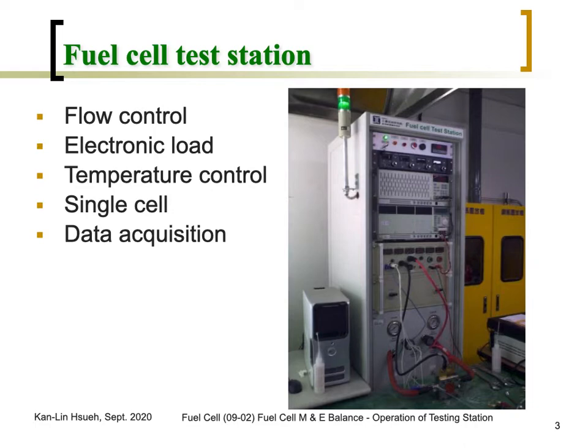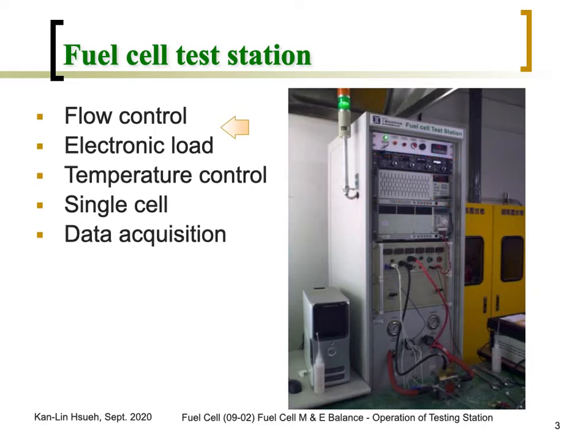The test station has to satisfy at least these 5 functions. That means flow control, electronic load, temperature control, single cell, and data acquisition. For the flow control, you can see on the test station the uppermost control boxes. They control different kinds of flow, like hydrogen, air, depending on whether you tell it pure hydrogen or even a nitrogen purge. Those kinds of flow are controlled in this unit.